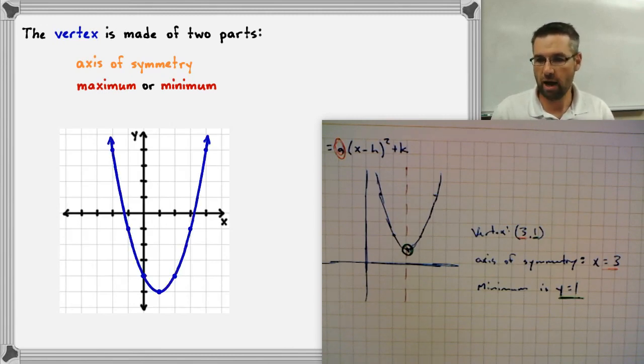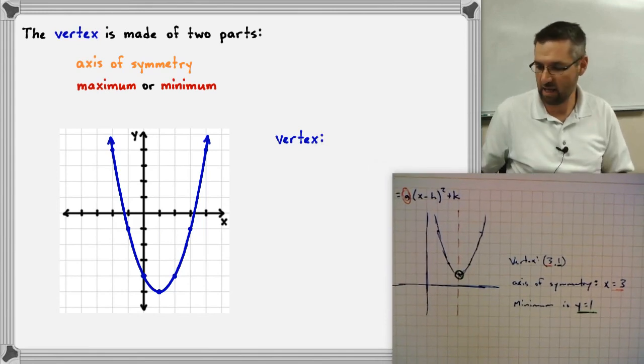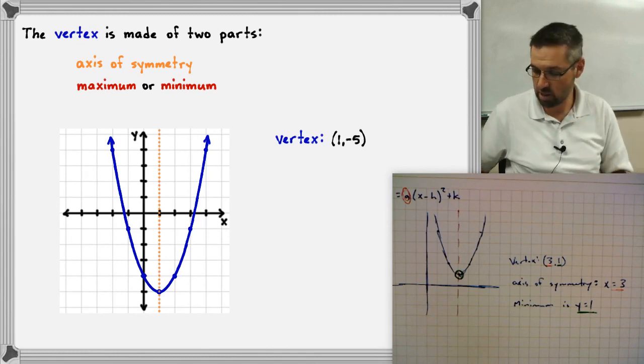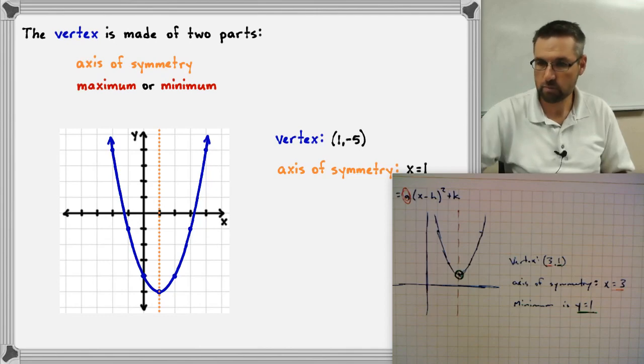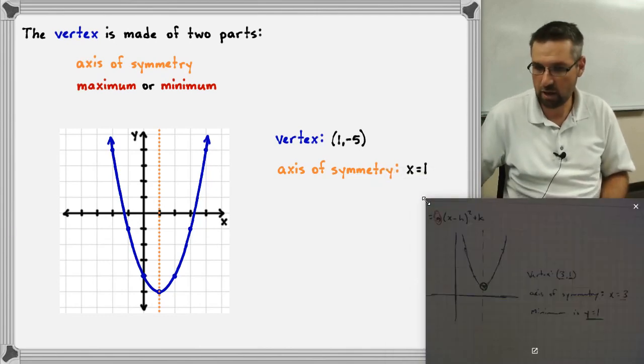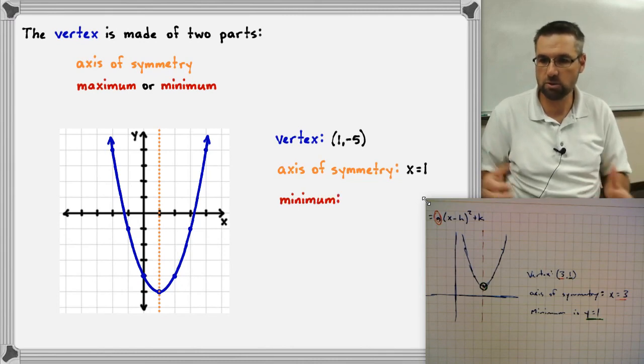A little prettier graph, I guess. In this case, we can see that the vertex is going to be 1 comma negative 5. Okay. And we can see that the axis of symmetry is x equals 1. X equals 1. And then we can see that, again, this produces a minimum value of, what, 2, 4, 5. It produces a minimum value of y equals negative 5.